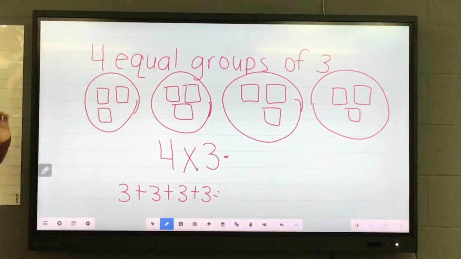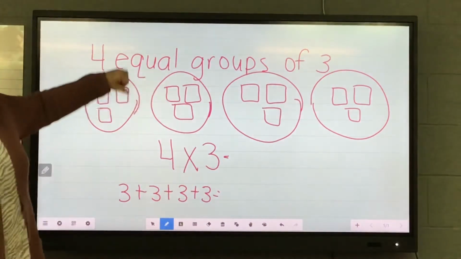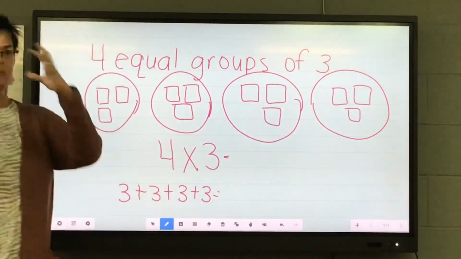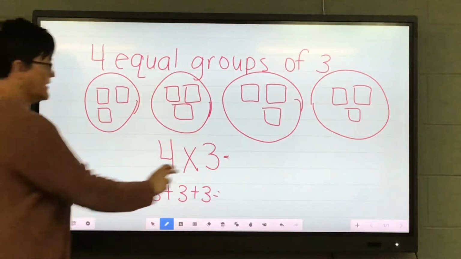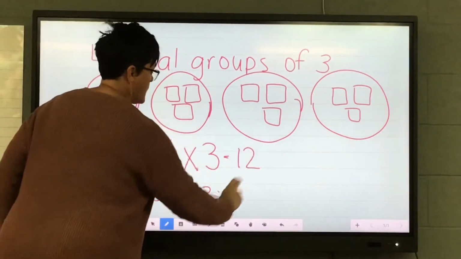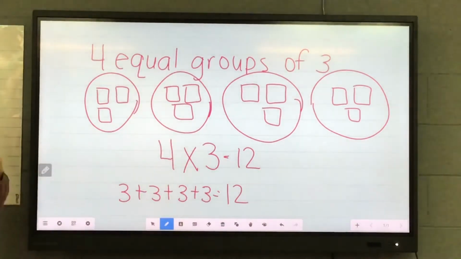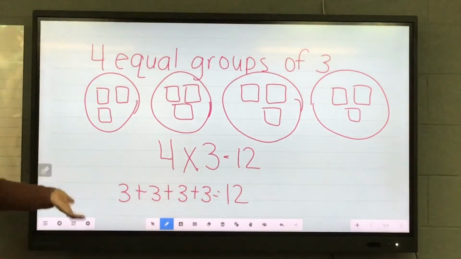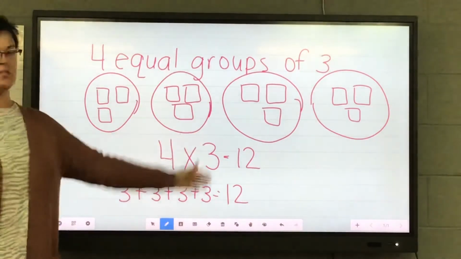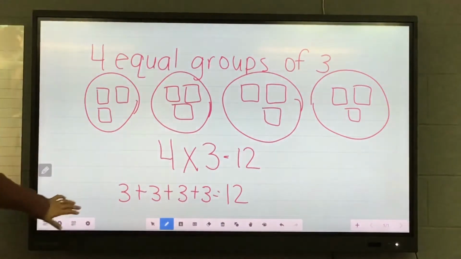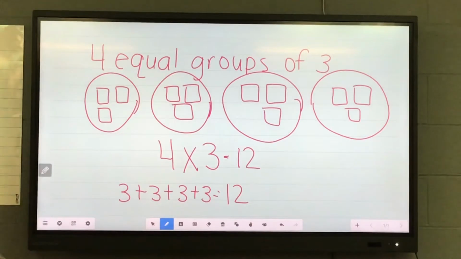So I have 6 here, right? Plus 6 here. What's 6 plus 6? 12. So 4 groups of 3, which is 4 times 3, equals what? 12. 3 plus 3 plus 3 plus 3 equals what? 12. All right, let's try another one.